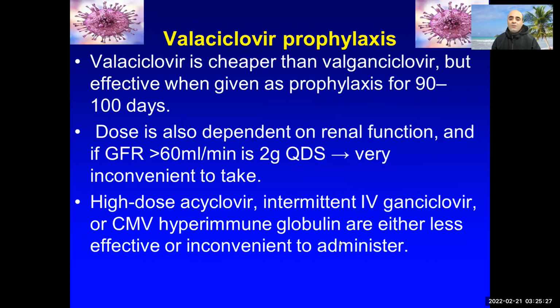200 days of treatment may decrease subsequent CMV disease, as we mentioned before. Valacyclovir is cheaper than valganciclovir, but effective when given as prophylaxis for 90 to 100 days. It is also dependent on renal function, and if estimated GFR is more than 60, you can give 2 grams daily. Very inconvenient to take. High dose acyclovir and intermittent IV ganciclovir, or CMV hyperimmunoglobulin, are either less effective or inconvenient to administer.